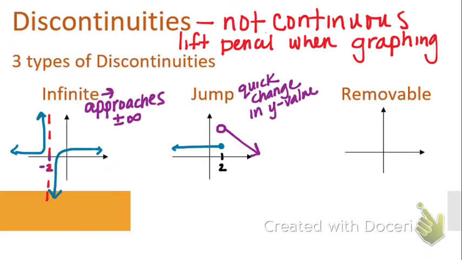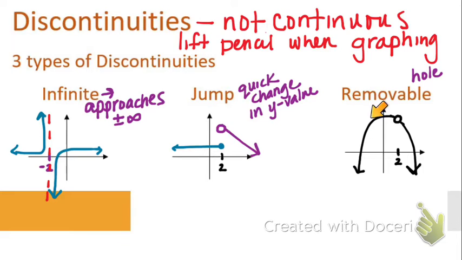And the last one looks like a hole in a graph. So let's just draw a parabola. Let's draw an upside down parabola. And then at one point in that parabola, I'm going to make a break in it and put a hole. So we'll again say that that's 2.